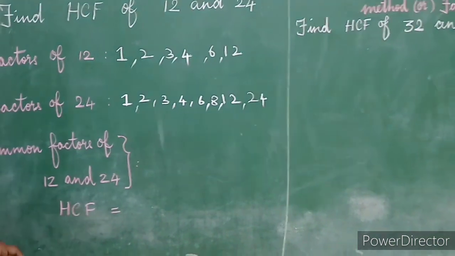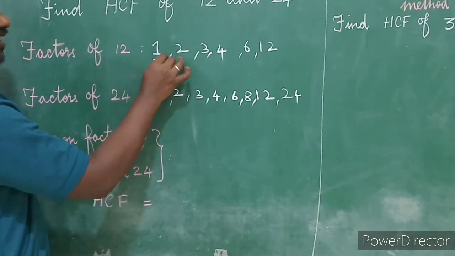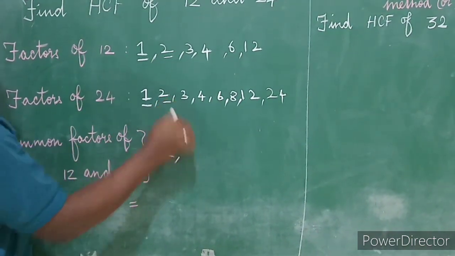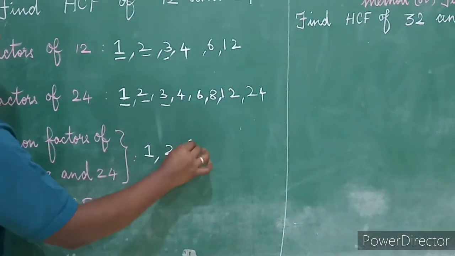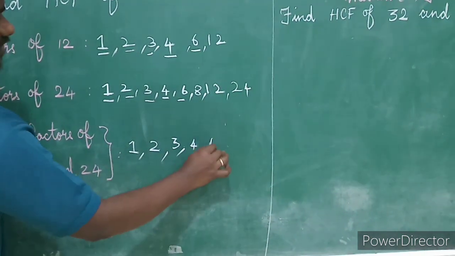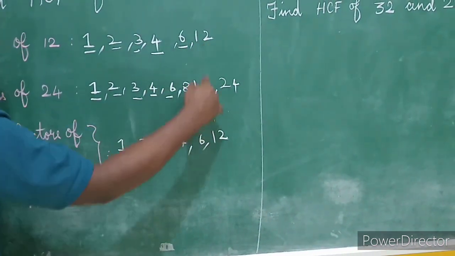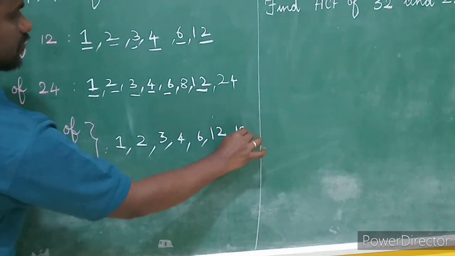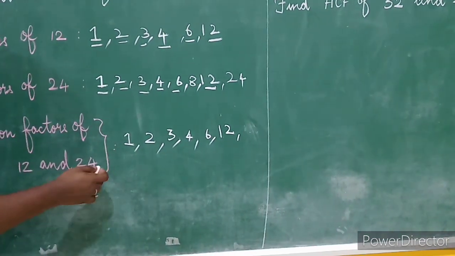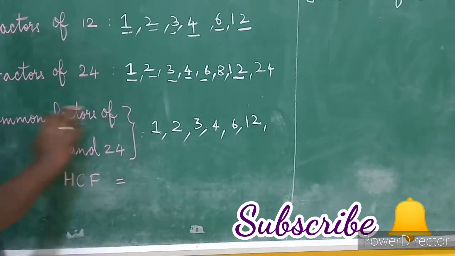We have found all the factors, and now from this we find the common factors of 12 and 24. What are the common factors? 1 is here as well as here, so write 1. 2 is here as well as here. 3 is in both. 4 is in both. 6 is in both. 8 is here but not here, but 12 is here as well as here, so I can take 12 also. 24 is here but not here. So I've taken all the common factors between 12 and 24: 1, 2, 3, 4, 6 and 12.